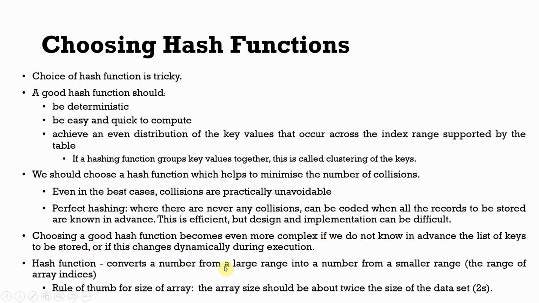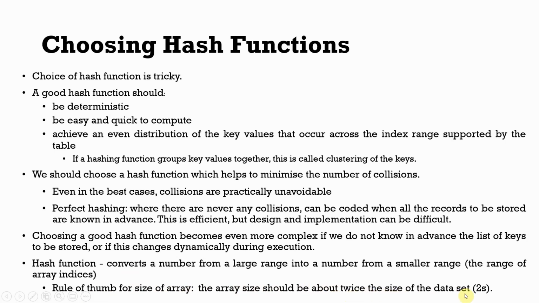A hash function converts a number from a large range into a number from a smaller range, the range of array indices. So there is a rule of thumb for the size of the hash table. This is when we are using open addressing also. We're going to talk about that later, but a rule of thumb for the size of the table or array is that we want the table size to be twice the size of the data set.